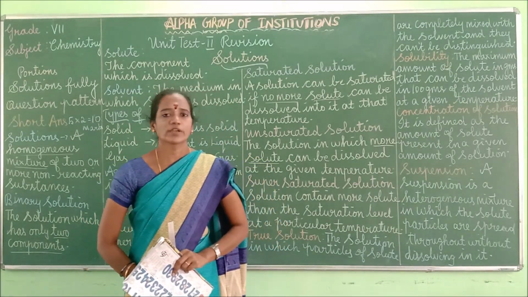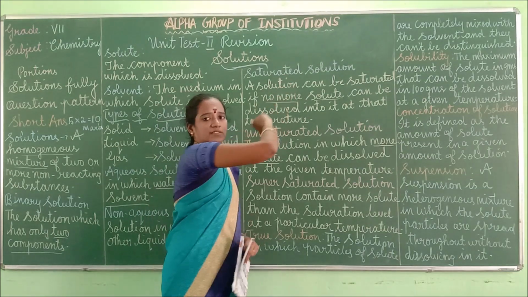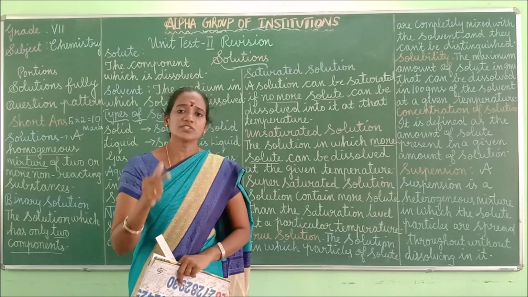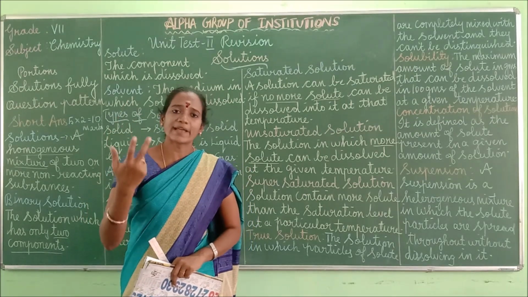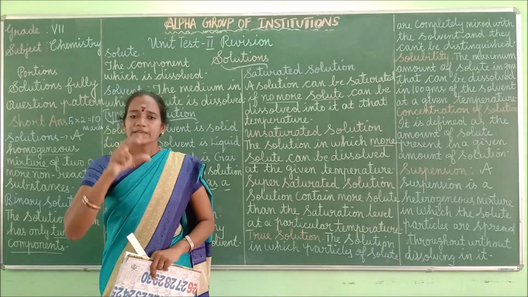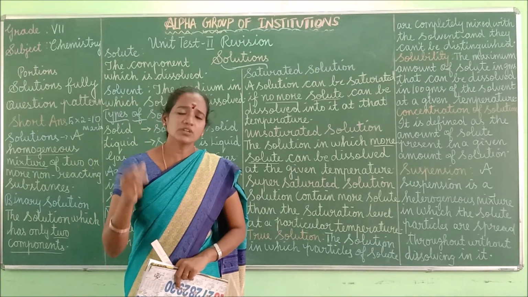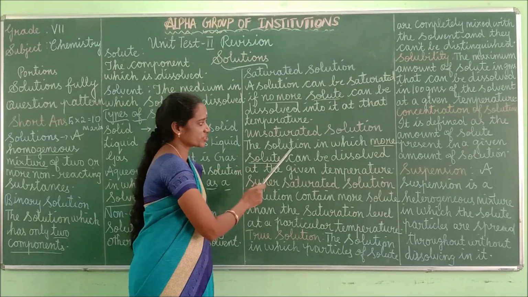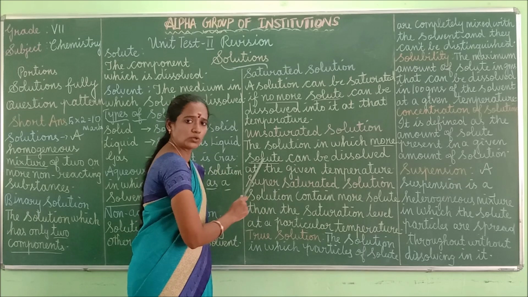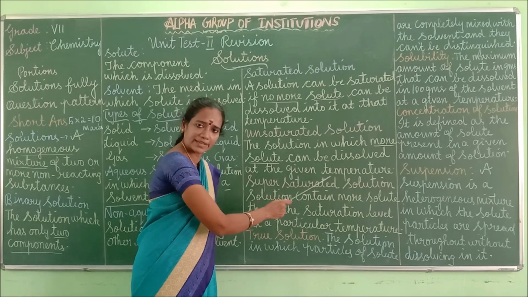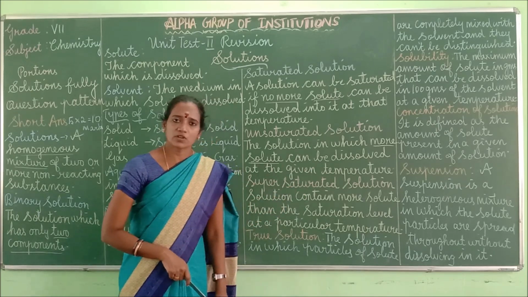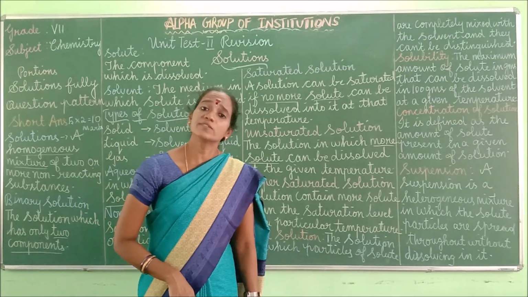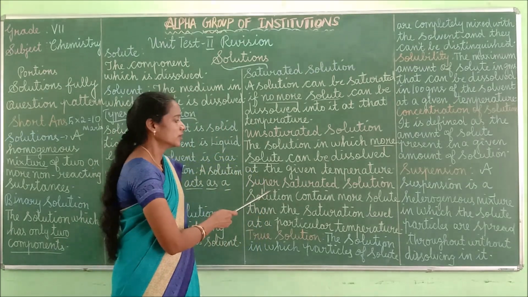unsaturated solution. In what we saw in the saturated solution, no more solute is dissolved, whereas in unsaturated solution, a solution in which more solute can be dissolved in a given solution at a particular temperature, then it is called unsaturated solution. The solution in which more solute can be dissolved at a given temperature, such solutions are called unsaturated solution. Next, what is meant by supersaturated solution?